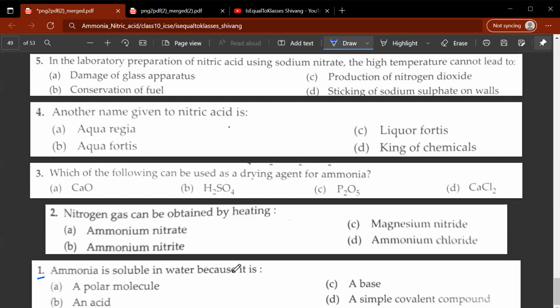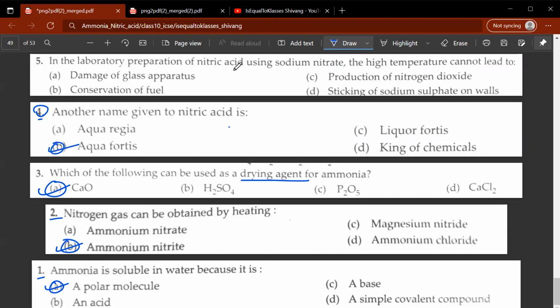Ammonia is soluble in water because it is a polar molecule. Water is also a polar molecule, so like dissolves like. Second, nitrogen gas can be obtained by ammonium nitrite. Third, which of the following can be used as a drying agent for ammonia? A, calcium oxide can be used as a drying agent for ammonia. Fourth, another name given to nitric acid is aqua fortis.